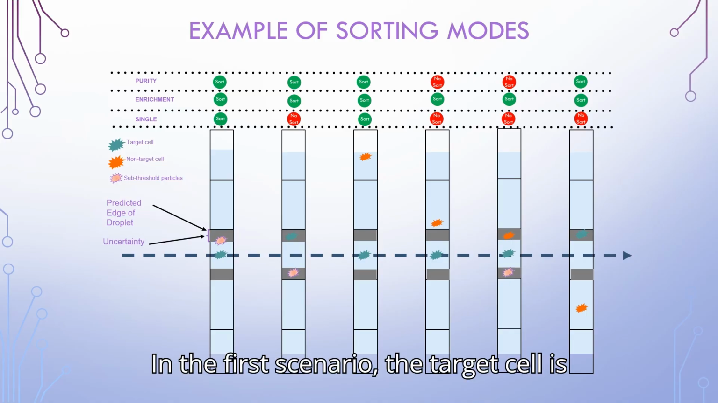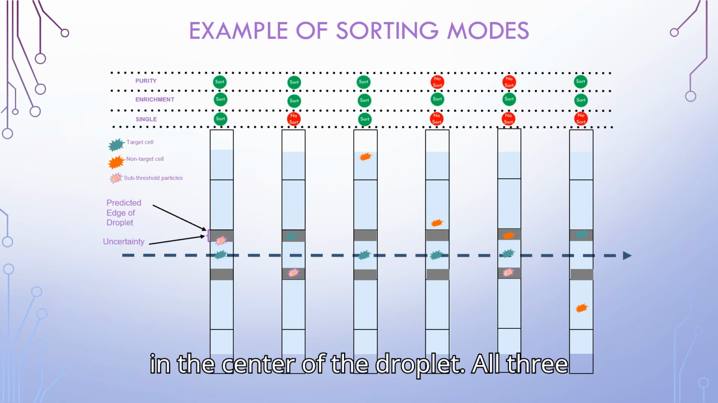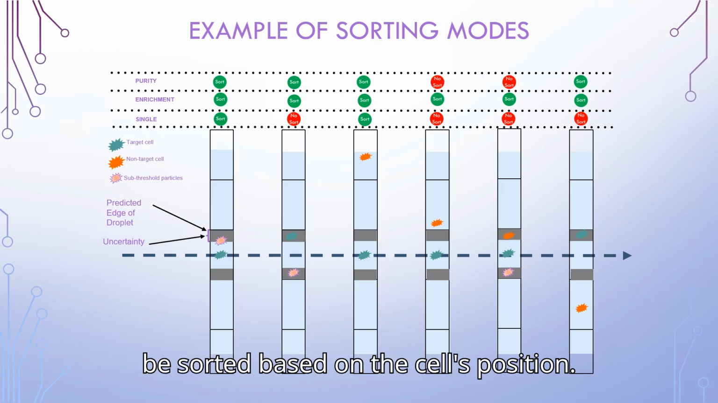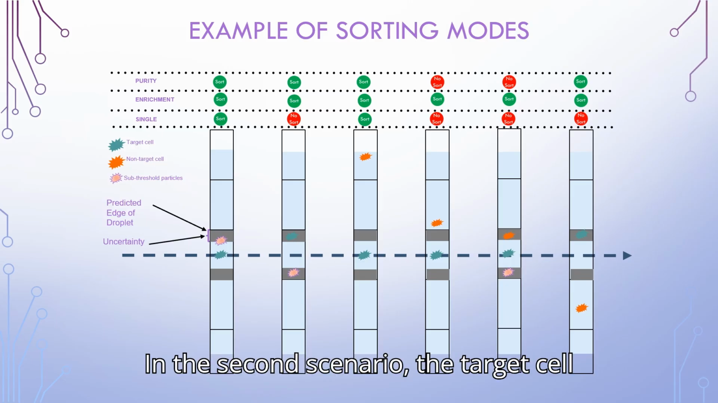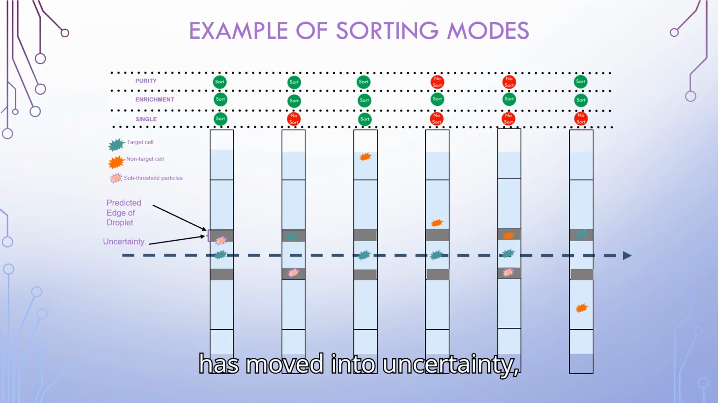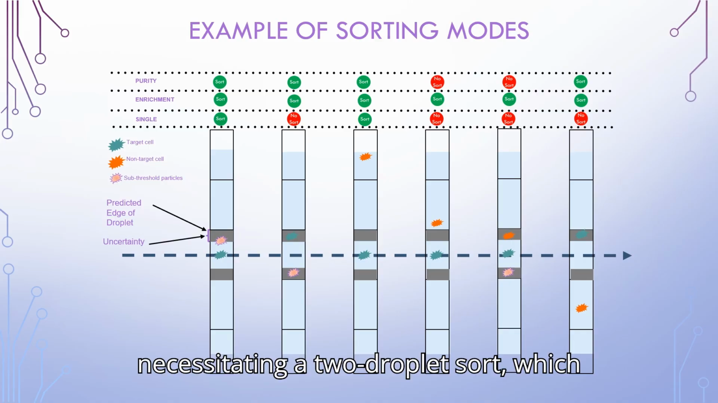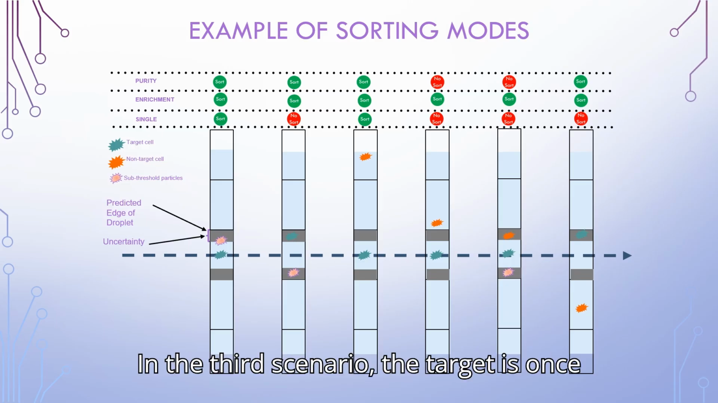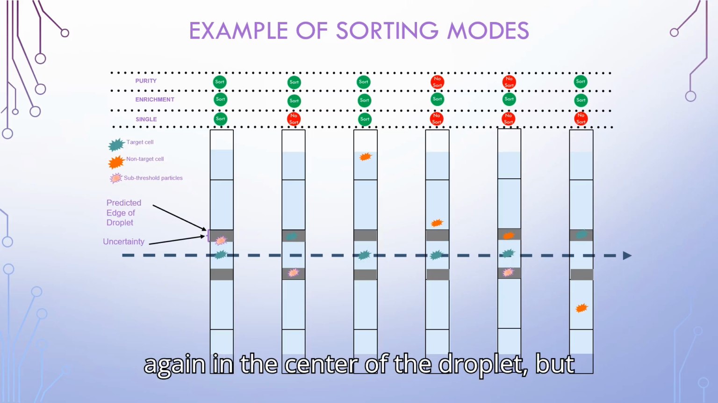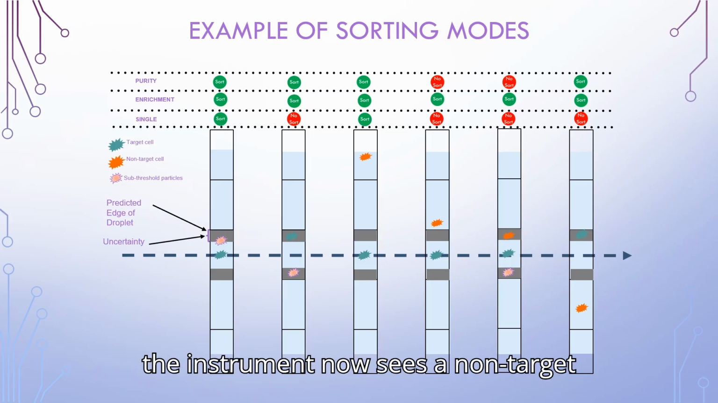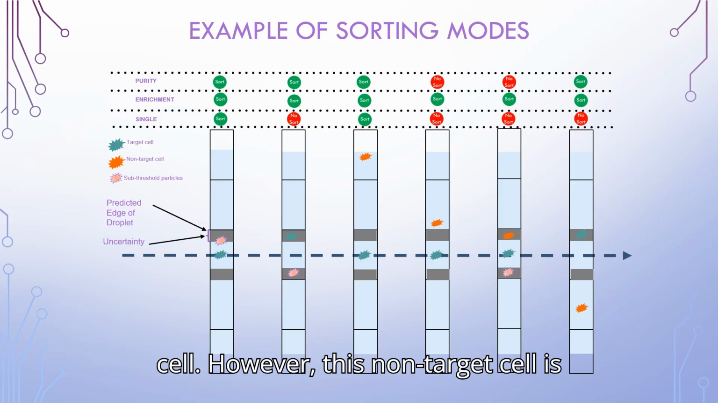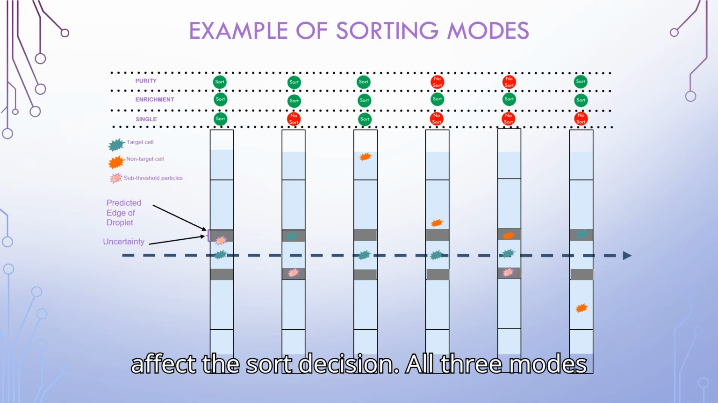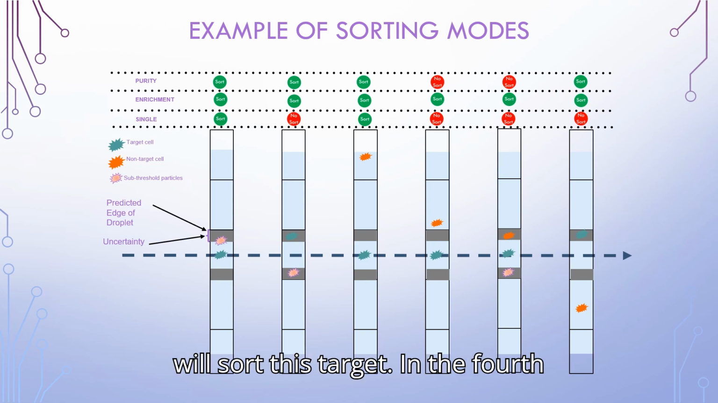In the first scenario, the target cell is in the center of the droplet. All three sorting modes would allow this droplet to be sorted based on the cell's position. In the second scenario, the target cell has moved into uncertainty, necessitating a two-droplet sort, which isn't allowed in single sorting mode. In the third scenario, the target is once again in the center of the droplet, but the instrument now sees a non-target cell. However, this non-target cell is outside of the uncertainty and does not affect the sort decision. All three modes will sort this target.